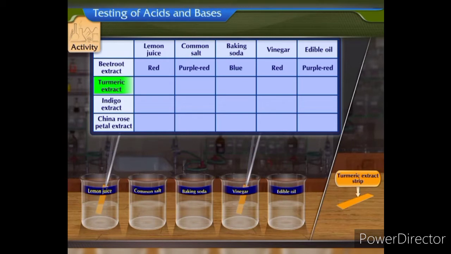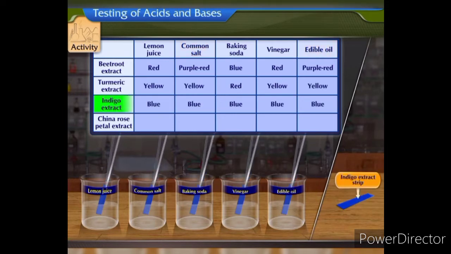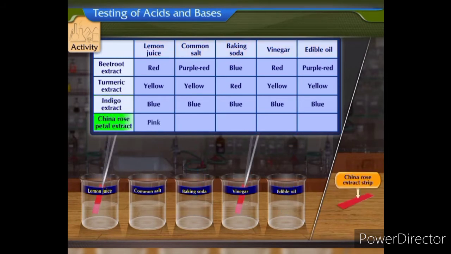Turmeric paper strip remains yellow in lemon juice and vinegar. In baking soda, it turns red. In common salt solution and edible oil, it remains yellow. Indigo strip remains blue in all the solutions. A China rose petal strip turns pink in lemon juice and vinegar. In baking soda, it turns green. In common salt solution and edible oil, it remains red.